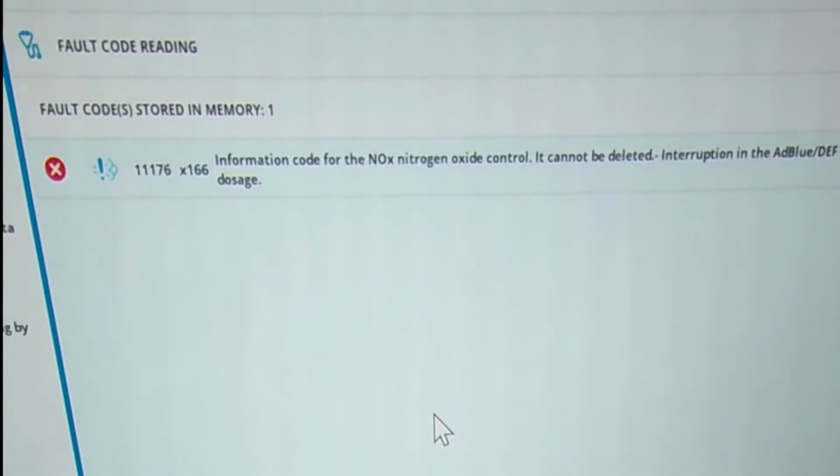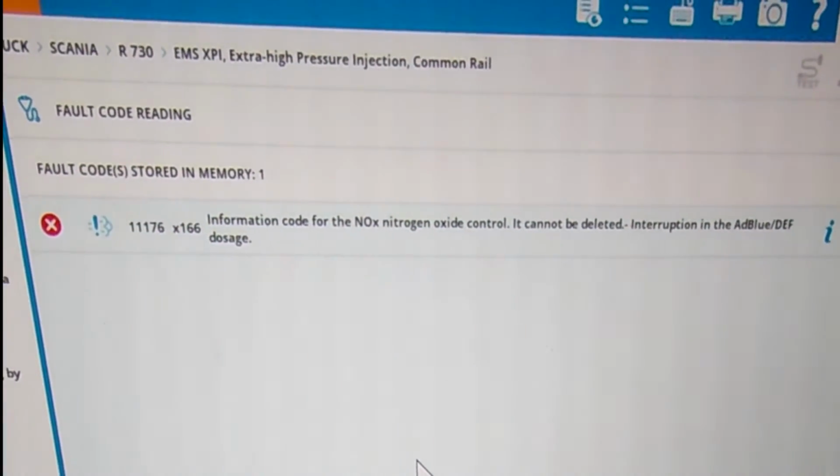Hey everybody, it's Rich at RMAutoDiag, and we are having a look at a Scania today with an AdBlue fault.